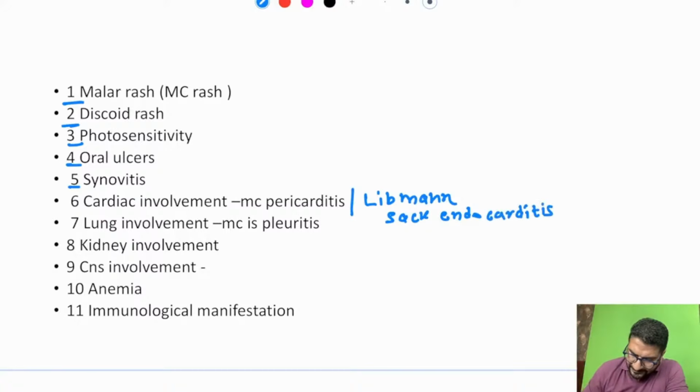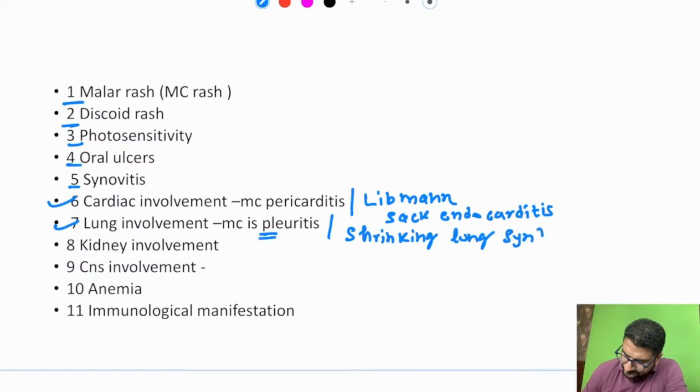Similarly, most common in lung will be pleuritis. But in exam, in paper, what they ask you is shrinking lung syndrome. So these are some one-liners which they ask in exam. I repeat, most common in SLE you will see, so these are all the MCQs, basically kidney involvement. In kidney, most common manifestation will be DPGN.